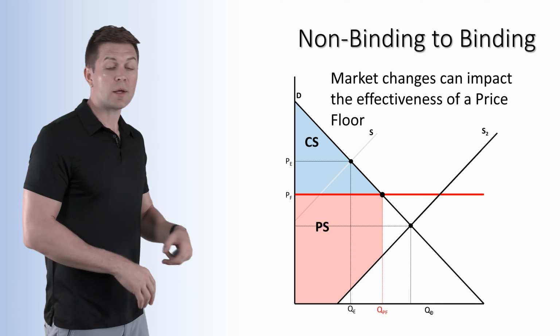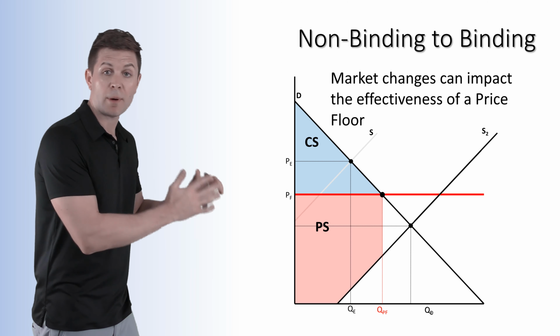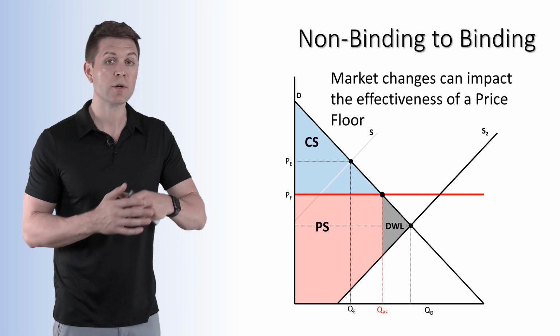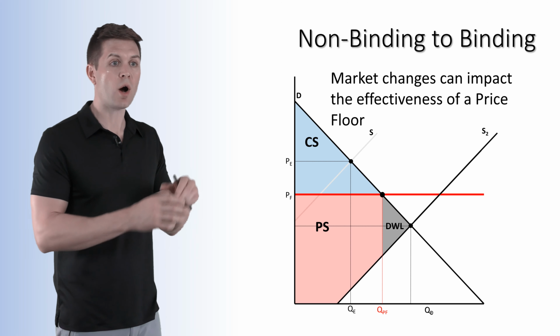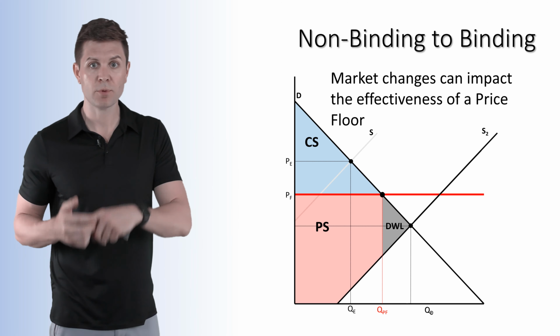So everything below the price that's within the market, above the supply curve, is going to be our producer surplus, and this little area right here is now going to be our deadweight loss. So we've gone from a non-binding to binding price floor. And once it goes to binding, it's always going to cause some deadweight loss.